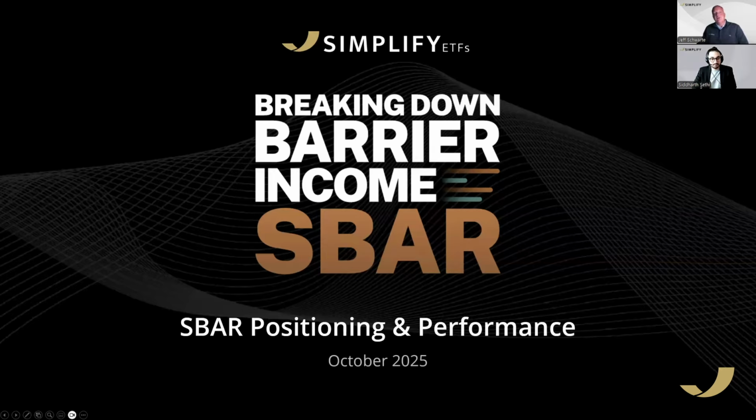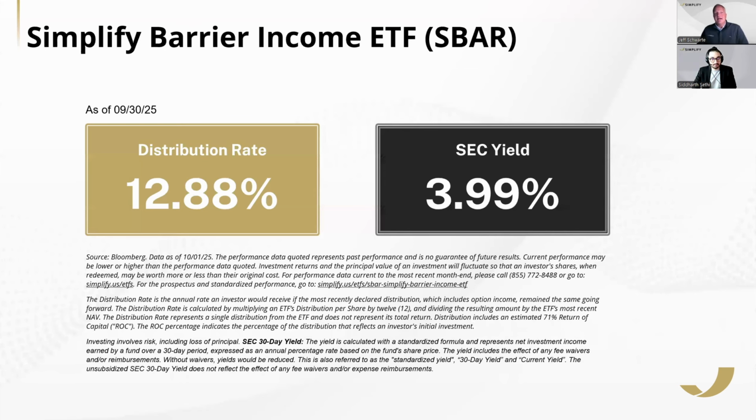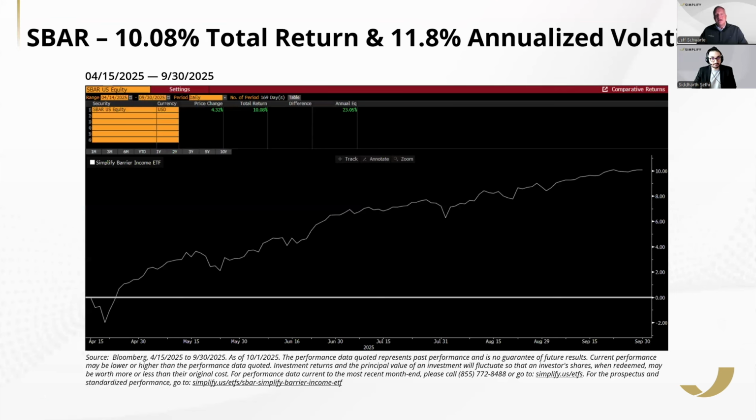So as of 9/30/2025, SBAR has had a realized annualized distribution rate of 12.88%. Our expectations of ongoing realized yields would be closer to 9 to 11% over a full market cycle. The SEC yield is just under 4%, driven entirely by the Treasury positions within the portfolio. Since launch, SBAR has posted just over 10% total return with just under 12% annualized realized volatility.